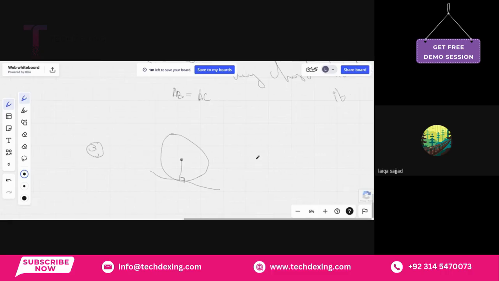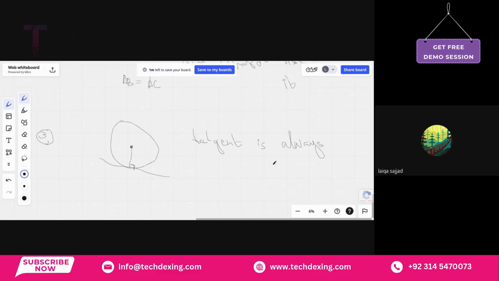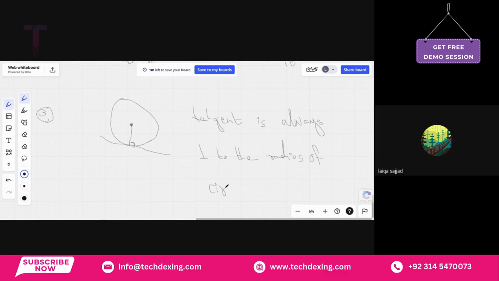Okay, so the tangent is always perpendicular to the radius of the circle at that point.